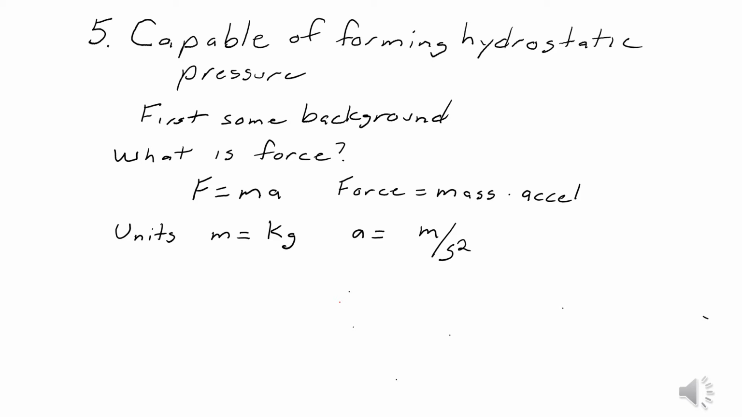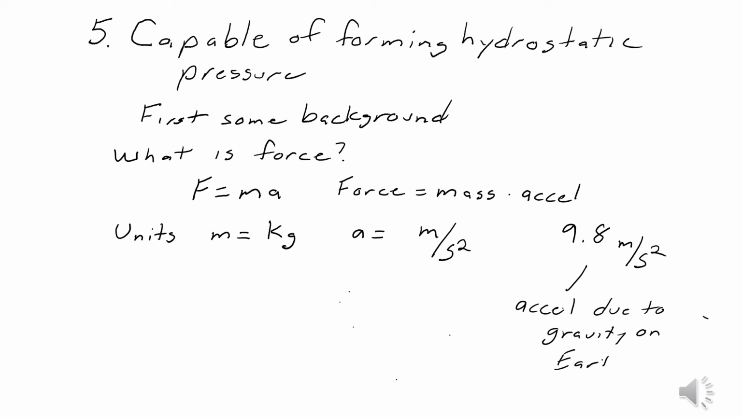Now here on Earth, if I drop something from way up in the sky, gravity has a set rate here on Earth. It's 9.8. You might as well know that now because you're going to use it all semester. The acceleration due to gravity on Earth is 9.8 meters per second every second, meters per second squared. So that's the acceleration due to gravity on Earth. 9.8 meters per second squared.